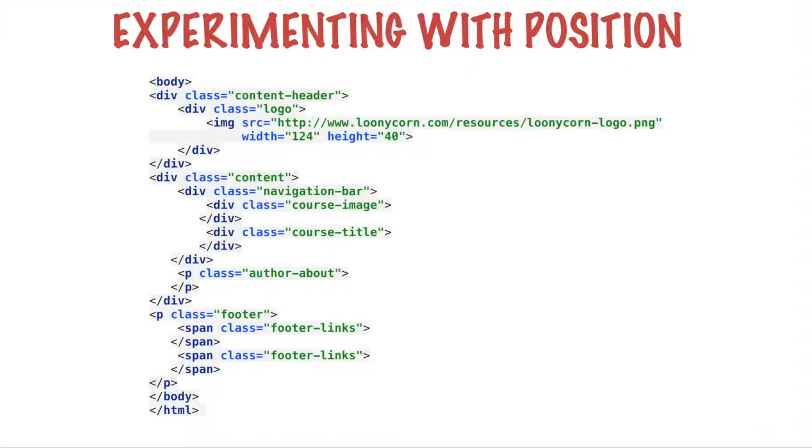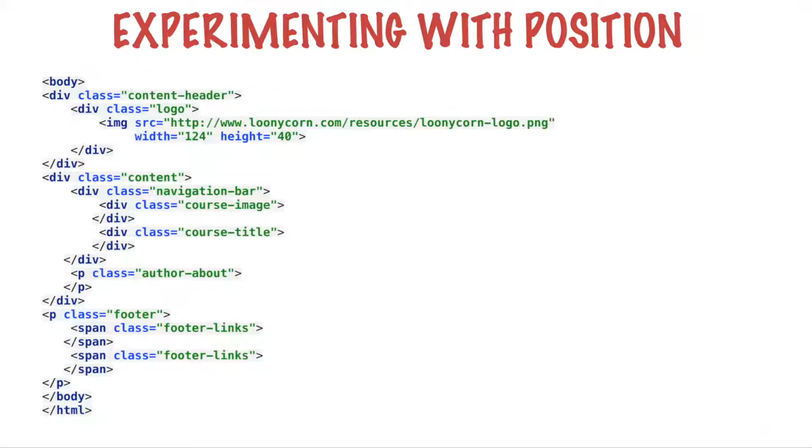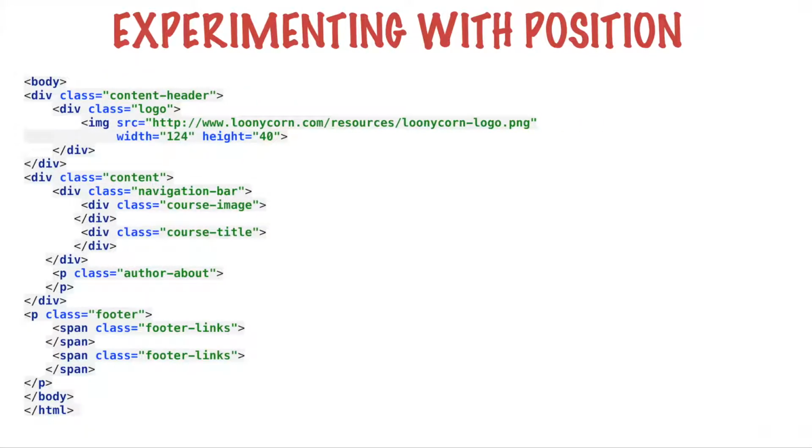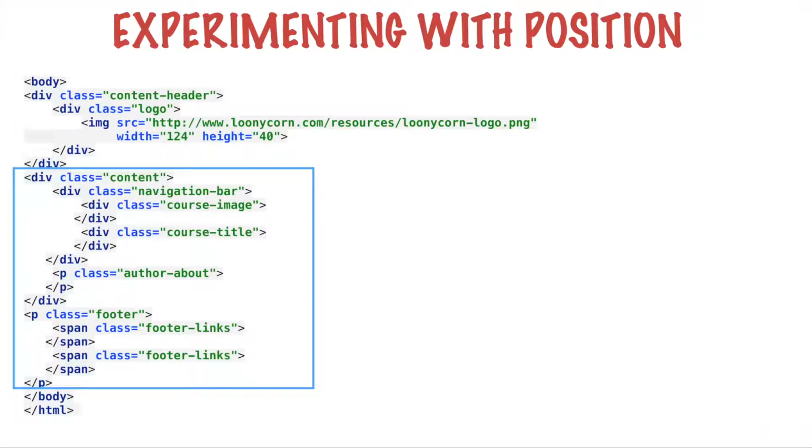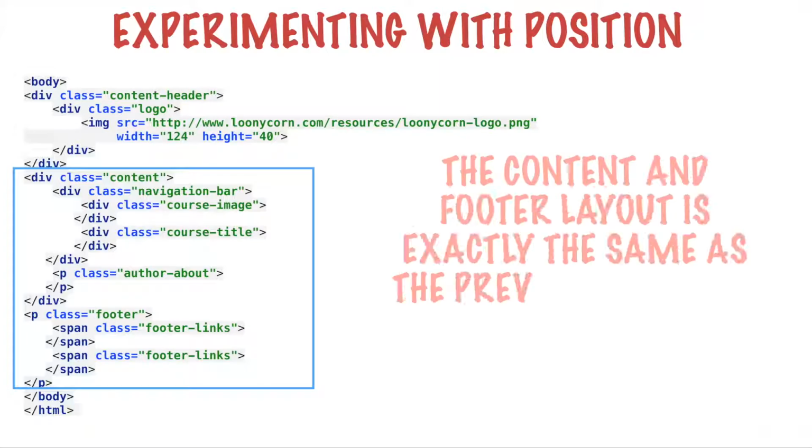Here is what the bare bones HTML for this page looks like. Remember, we are building on top of the previous example, so most of this example is very similar to the previous one. Notice the logical unit, content, and the footer. The content and the footer layout is exactly the same as earlier. The footer has the clear right, the navigation bar has the float right. So none of that has changed.